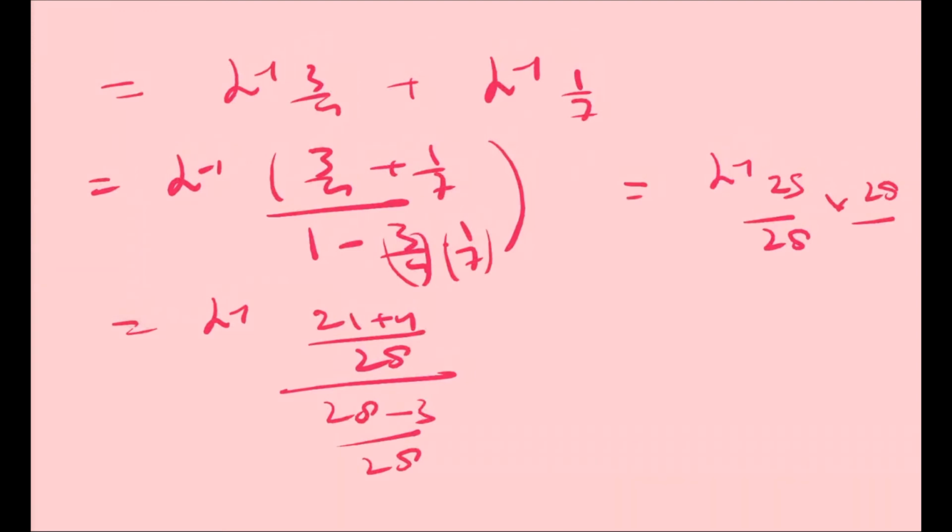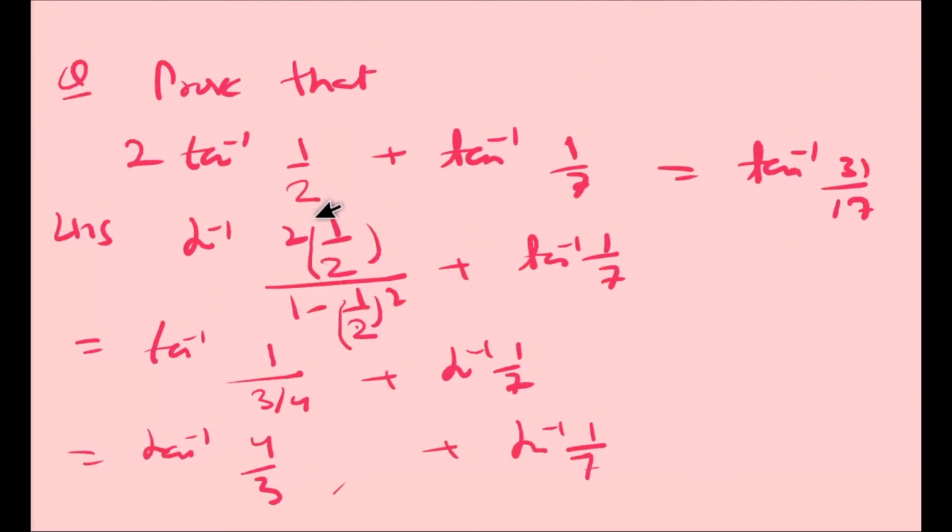Check it again. 2 tan inverse half plus tan inverse 1 by 7 equal to, we have to prove tan inverse 31 upon 17. 2 tan inverse x equal to 2x upon 1 minus x square. So 2 is cancelled, 1, taking the LCM 4, 4 minus 1, 3, 3 by 4, so it is 4 by 3 plus tan inverse 1 by 7.